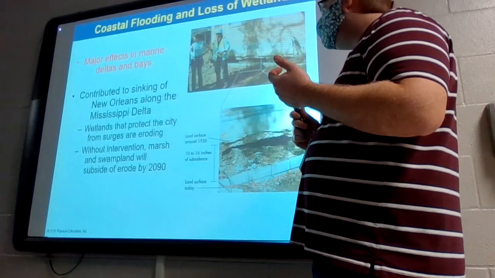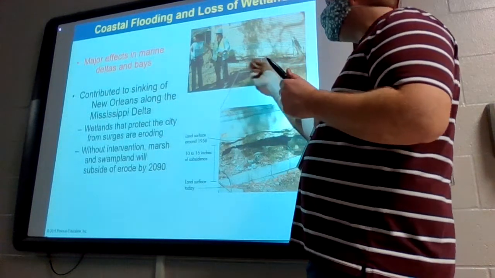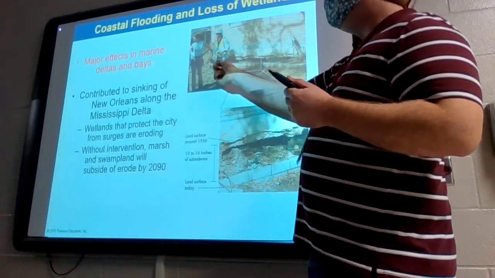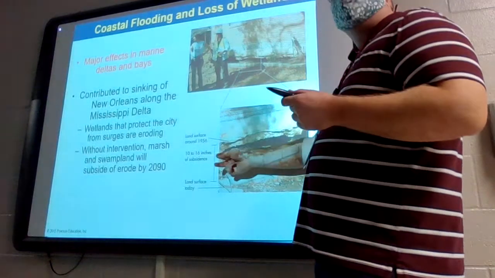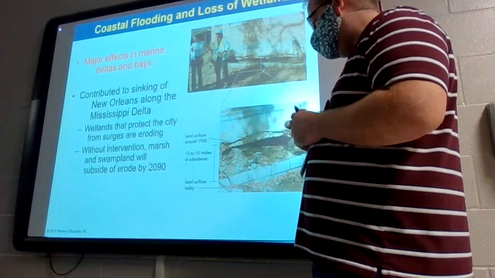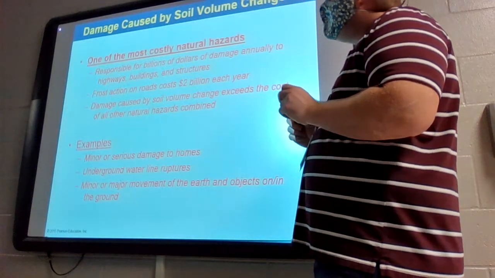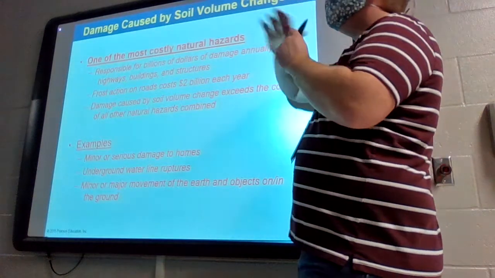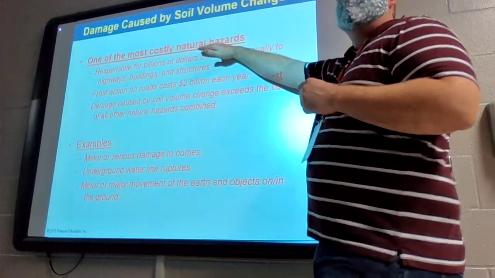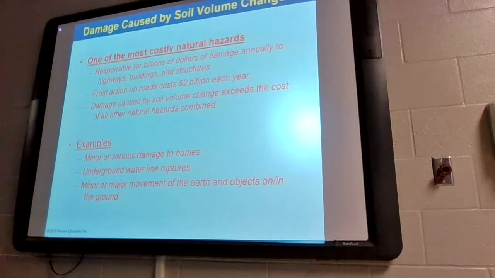What do we got? Coastal flooding, major effects of coastal flooding. You can see the foundation of this house has been moved. It is not where it used to be, which is a big problem if your house moves. So damage caused by soil volume change is one of the most costly natural hazards. It's not in big events, but it happens slowly over time all year long, and it does cost a huge amount of money.